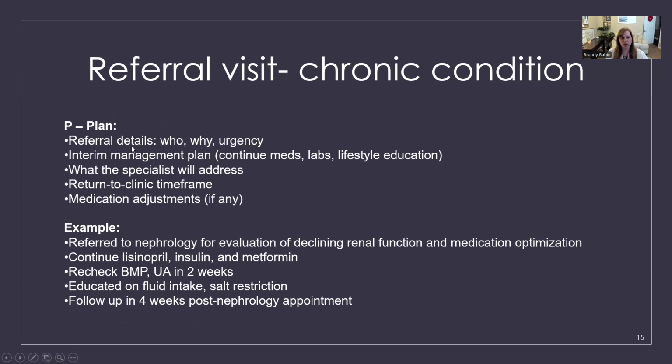So our plan is going to be to refer: who, why, and what is the urgency. If you have a GFR of 13, it might be more urgent than if you have a GFR of 20, which is still important, versus a GFR of 40. So emergency, urgency, interim management plan. So we may have to hold some diuretics here, regardless of their edema, depending on their GFR. We're going to obtain labs if we need to, lifestyle education, what the specialist is going to address, return to clinic timeframe. So when are you going to see them back?